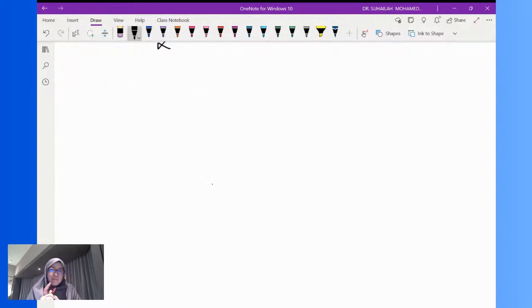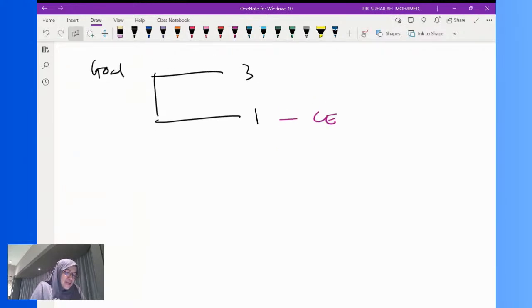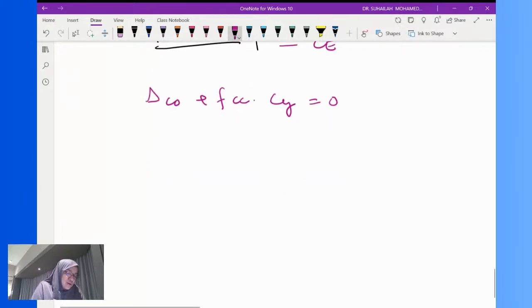Okay, so remember, back to the goal. We have one goal, but we have to separate into two. One is 3 unknown reactions and 1 redundant. So redundant will be determined using the compatibility equation. What is inside the compatibility equation? It is delta C naught plus FCC times CY is equal to 0, and delta C naught is 1 over EI for member AB, it is from 0 to 4.